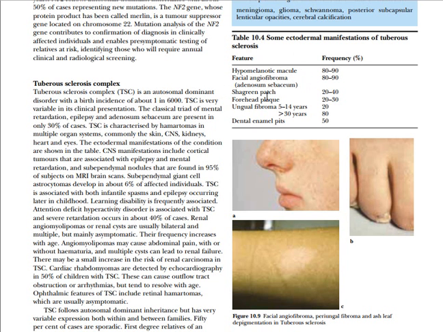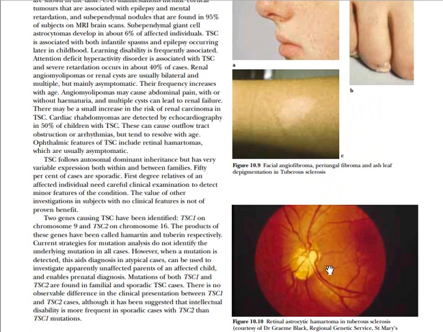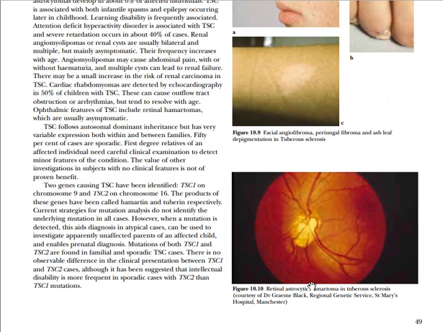So these are examples of facial angiofibroma here. This is an example of periungual fibroma. So you can also have ungual fibroma. You can have dental enamel pits. And this third one here is an example of depigmentation, leaf-shaped depigmentation, and this is an example of retinal hamartoma in tuberous sclerosis.